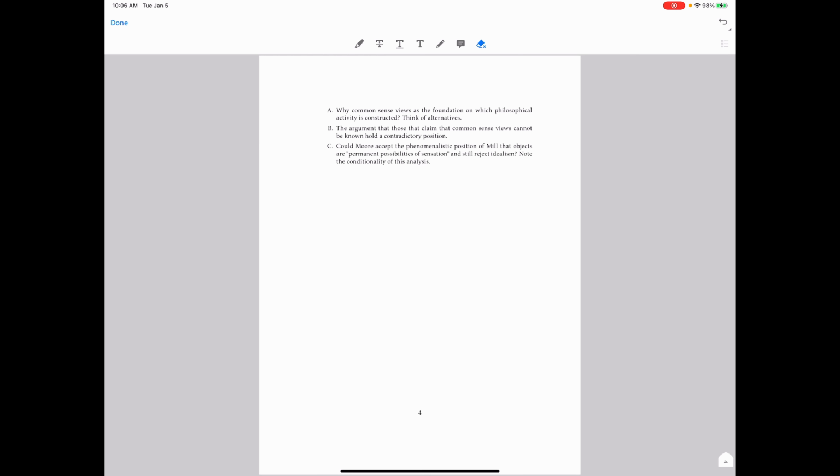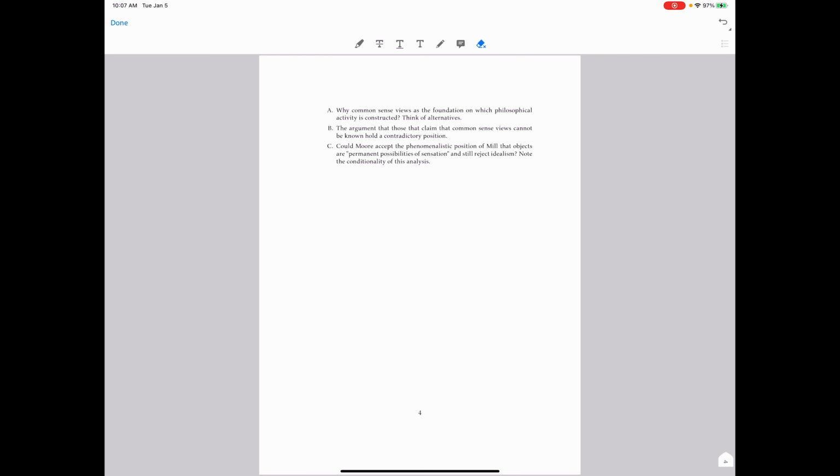So ask yourself this when you're thinking about G.E. Moore's stance. Why are the common sense views the foundation on which philosophical activity is constructed? Why? Look at the list that he had in this paper. Why is that the list? What's not on the list that are generally assumed truths by most of human beings throughout history? Are there things that don't show up on the list? For example, religious views. For example, theism. Theism isn't on his list. What do you think Moore would say to explain why theistic views don't show up on his common sense list?